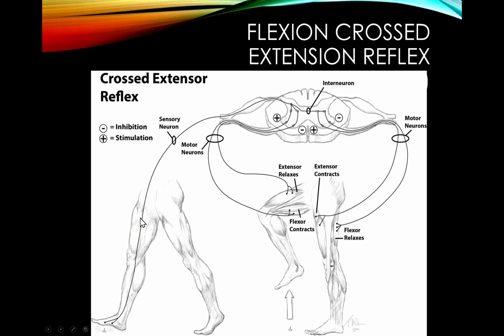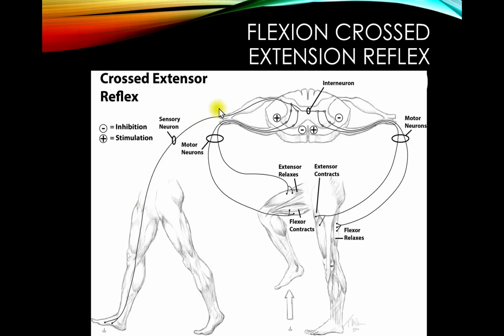You want to be able to withdraw your foot from that tack without needing the information to go all the way up to the brain, and then you can decide, oh, that hurts, I better move my foot. And so there is a loop here in the spinal cord. And just think about what needs to happen. You don't want to extend your leg when you're stepping into a tack, right? You want to flex and move the leg away from the tack.